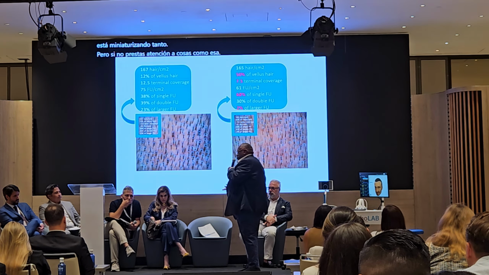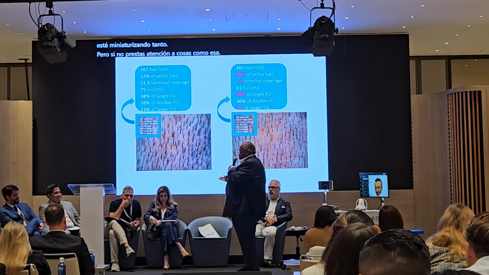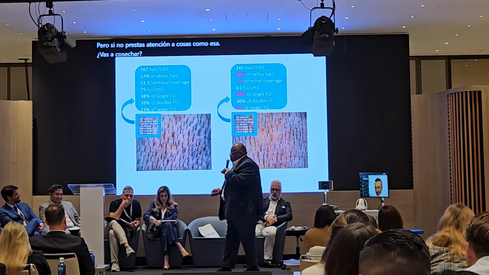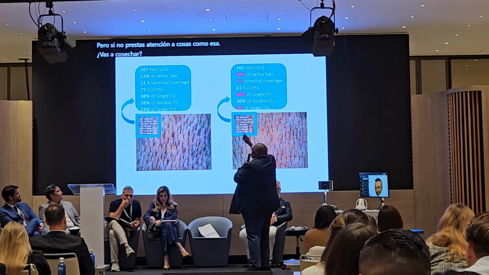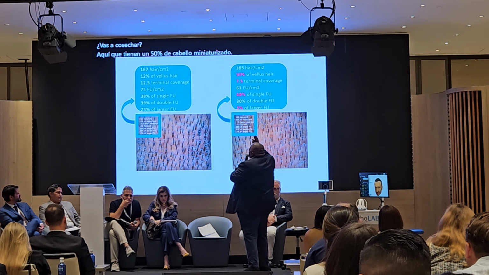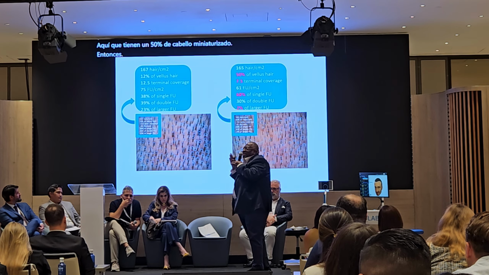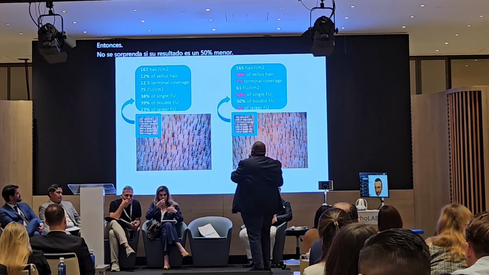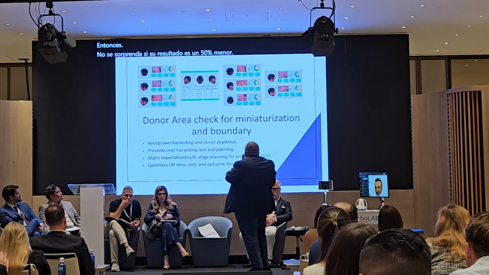Then don't be surprised if your result is 50% less. So it's important to see the number of follicular units, how many follicular units you have, the double, the single, because all that enters into a good master plan when you are planning the surgery.